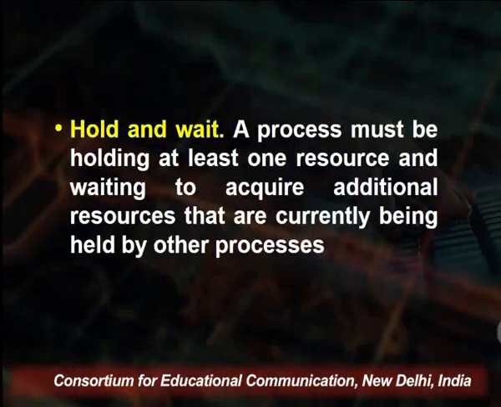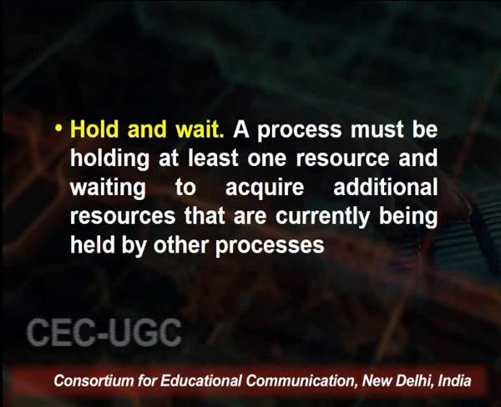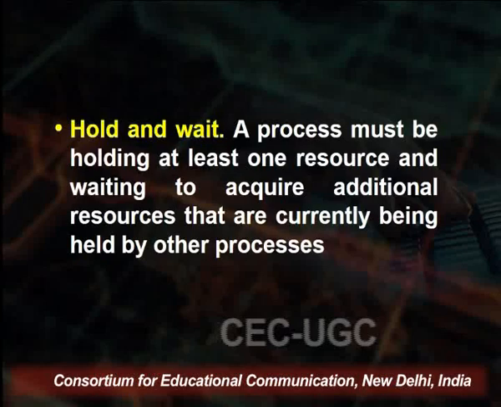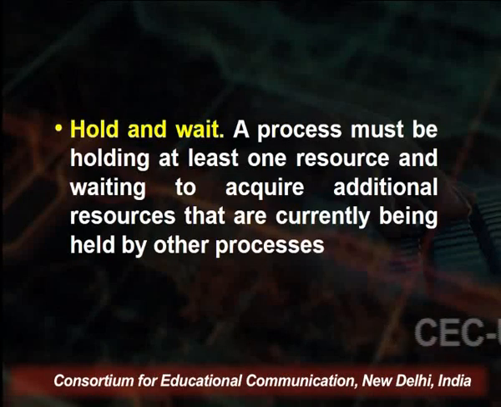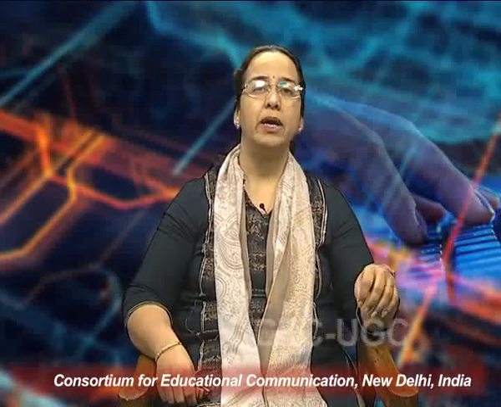Now coming to the next condition, which is hold and wait. The hold and wait condition says that a process must be holding at least one resource and waiting to acquire additional resources that are currently being held by other processes. So in this condition, one process is holding one resource and also waiting for another resource, and that resource is not available. Why? Because that resource is already held by another process.